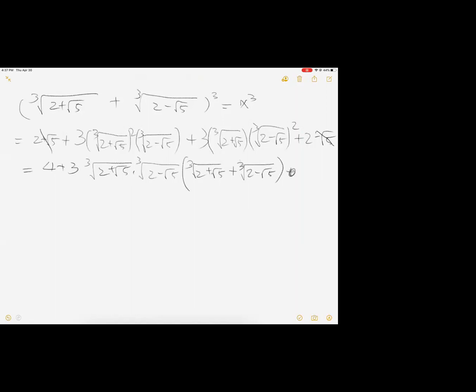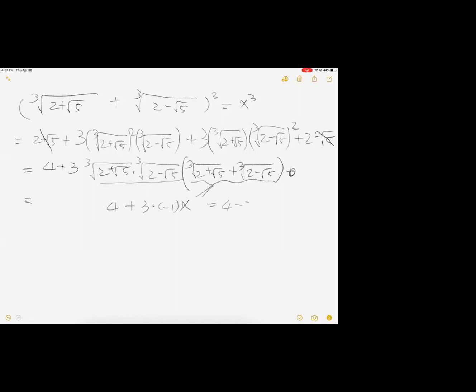Yeah. And then you know that the cube root of (2 plus root of 5) plus the cube root of (2 minus root of 5) is x. So this is x, okay? And then you know that the cube root of (2 plus root of 5) times the cube root of (2 minus root of 5) is -1. -1, okay. And times 3, right?